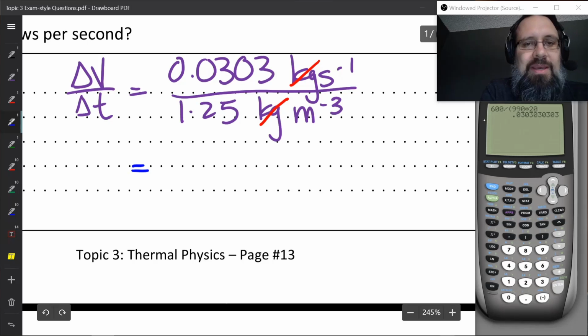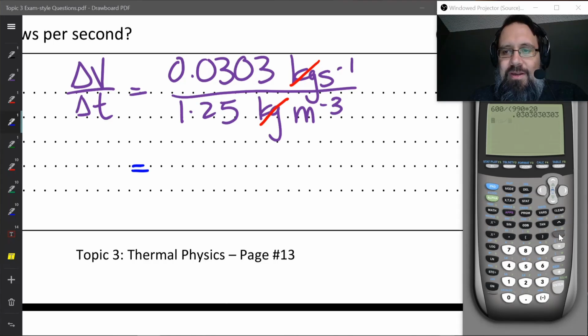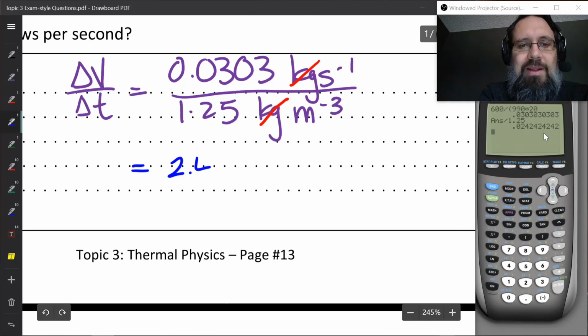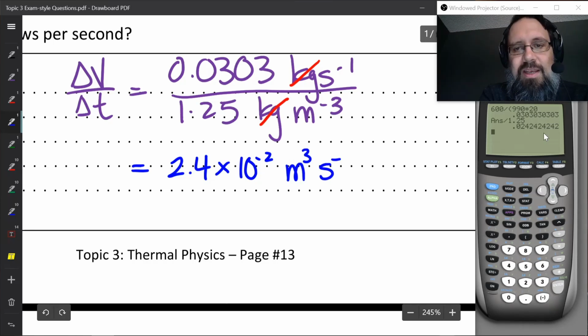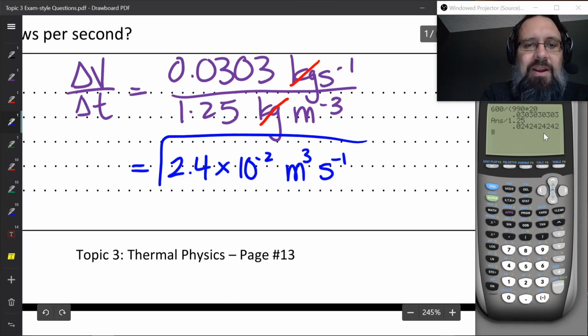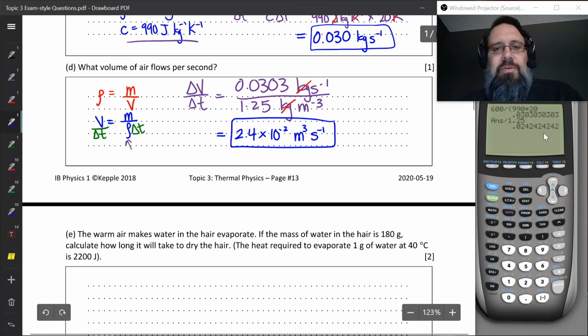And so we're going to take that number and we're going to divide it by 1.25. And we get the answer 0.024. So this time I'm going to learn from mistakes from last time and write this in scientific notation. So 2.4 times 10 to the negative 2 meters cubed per second. So that's the volume of air that the blow dryer is blowing.